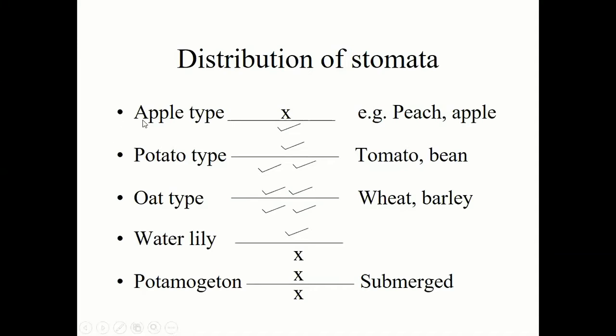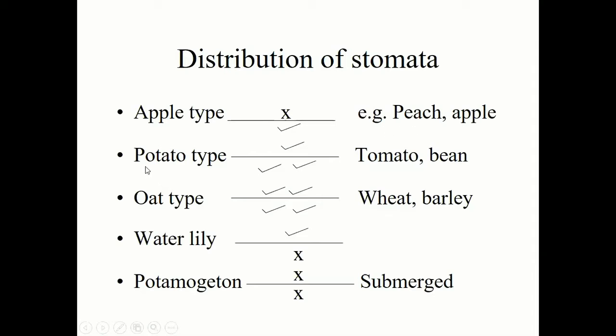So here on this side I am giving the type, and here the upper and lower. The cross sign indicates the absence of stomata on the upper or lower side, and the right sign indicates that they are present. When the stomata are totally absent on the upper surface and present on the lower surface, this type of distribution is called the apple type of stomata, and they are present in peach and apple.